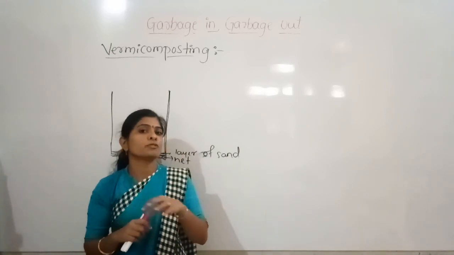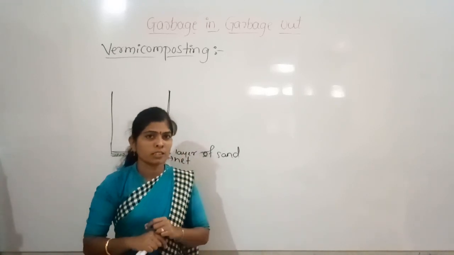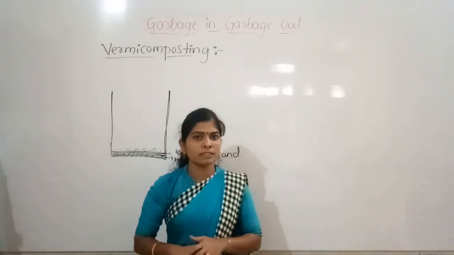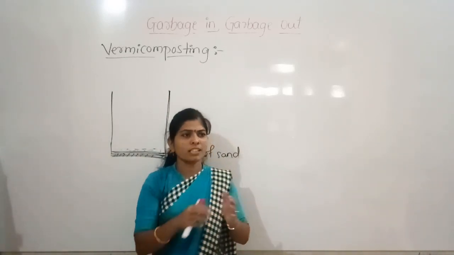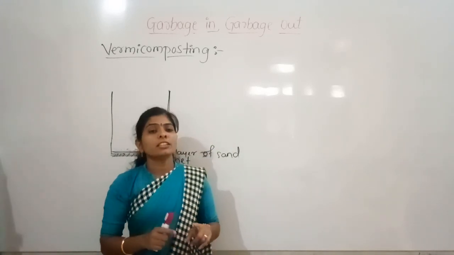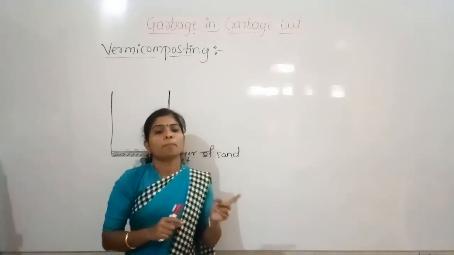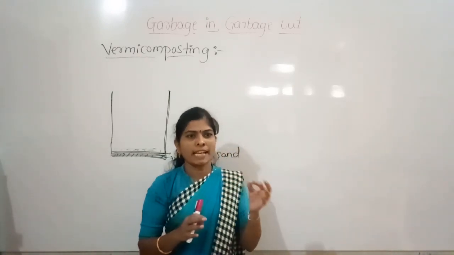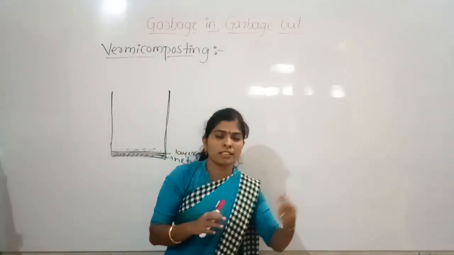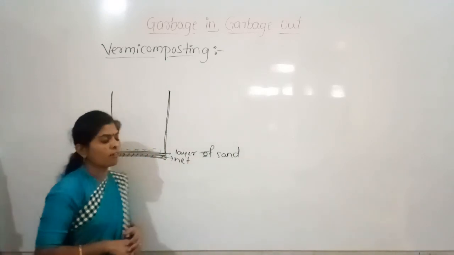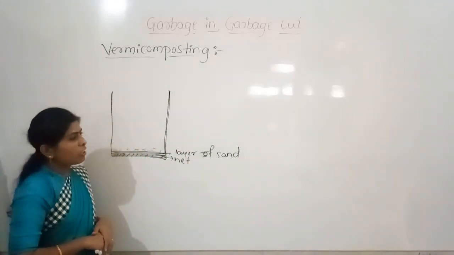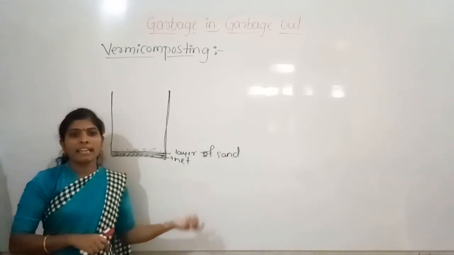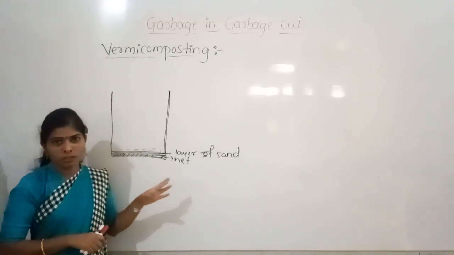So such shiny papers we should not use. Other than that, the other papers we can use: normal papers, card sheets, or cardboard. But don't use paper which is coated with some shining material, or polythene, because it does not allow any air and light to pass through it.